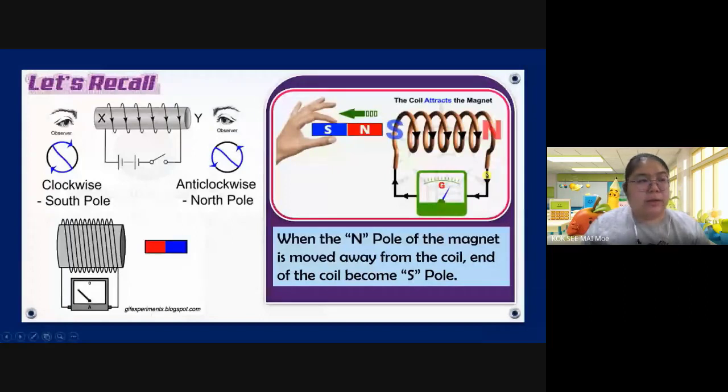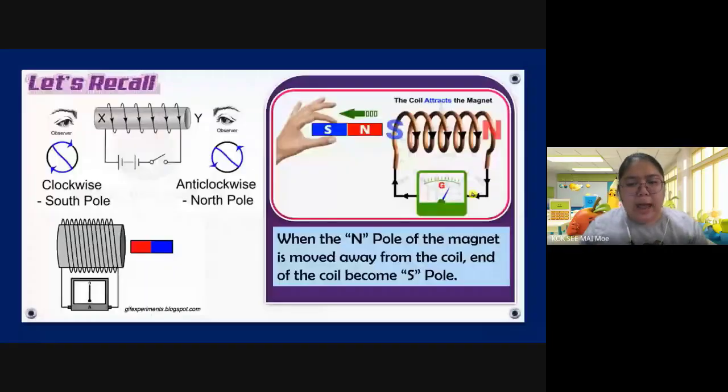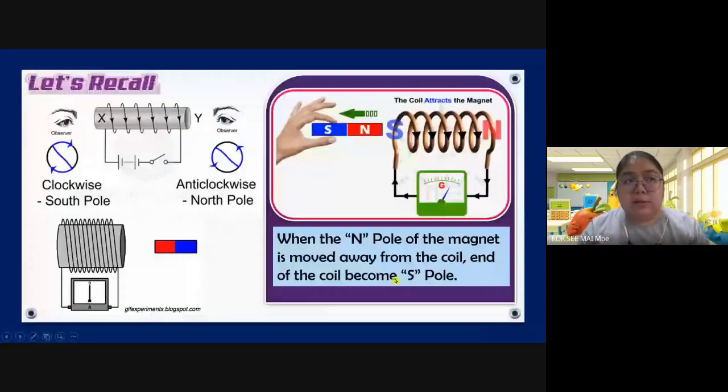So the galvanometer, how does it deflect? It follows the direction of the current in. Where the current just goes in, it deflects following the direction of current in. Okay, so from here, when the N pole of the magnet is moved away from the coil, the end of the coil will become a south pole. Okay, so this one is related to Lenz's law. Then it produces induced current. If they never mention all this, we do not know which one is north and which one is south. Then you cannot find how the current moves.